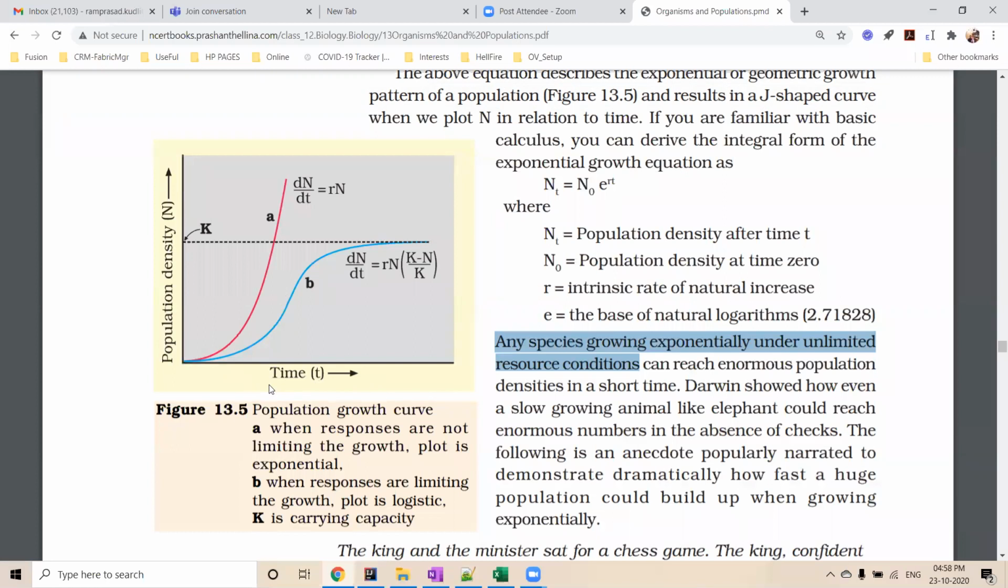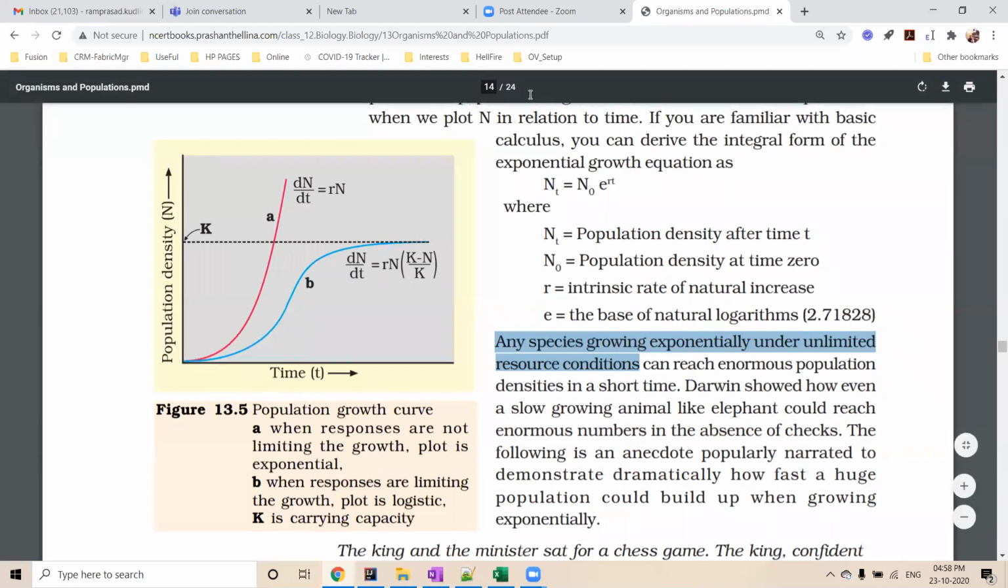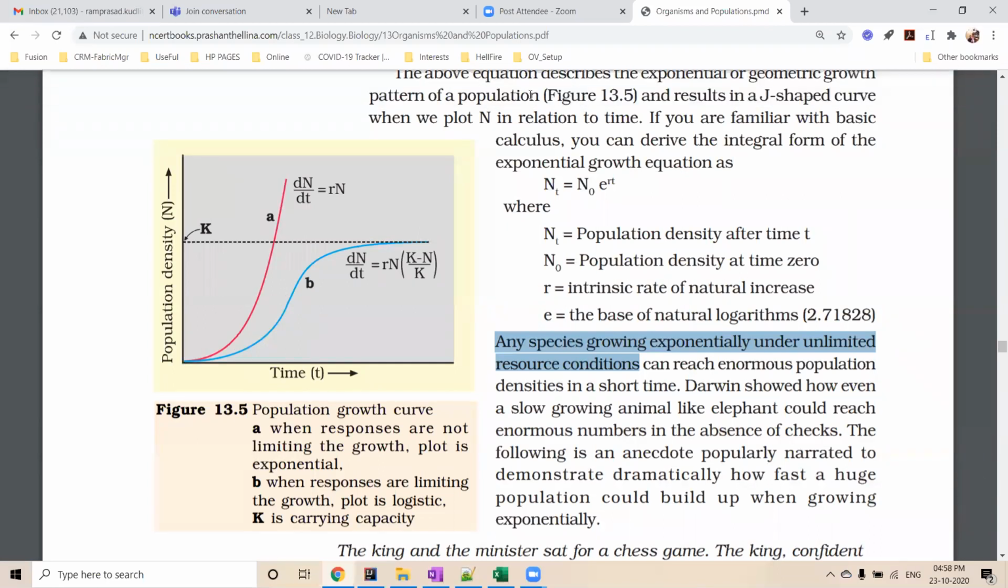Any doubts? No, ma'am. So you understood both the curves? Yes, ma'am. Both the curves are clear now. Okay.